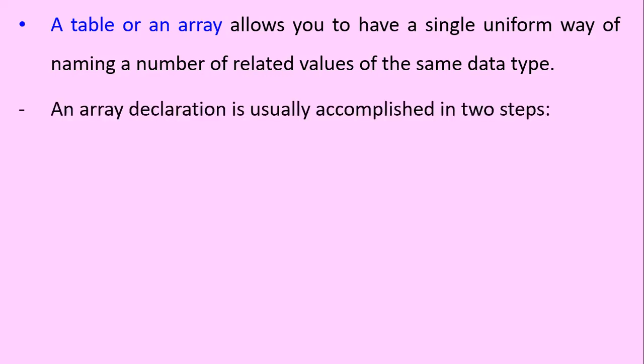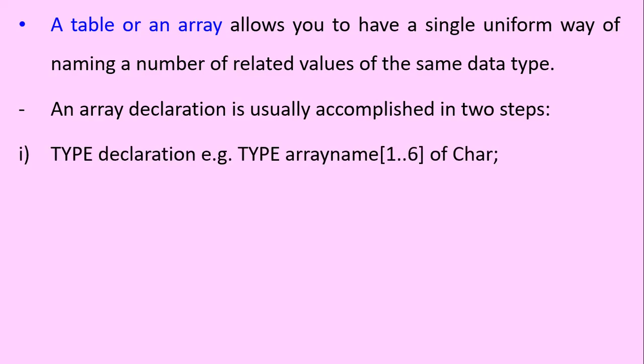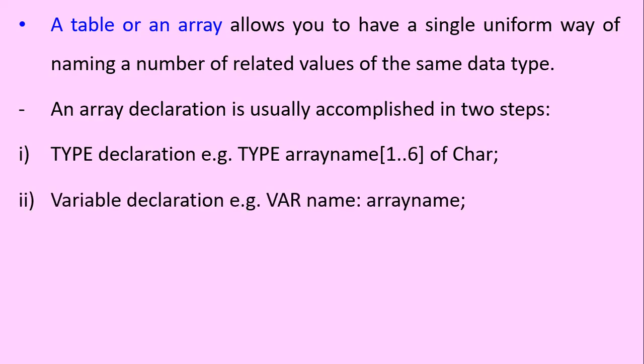An array declaration is usually accomplished in two steps. Number one, we have type declaration, for example, type array name spanning from 1 to 6 of type character. The second step is variable declaration, where we can have, for example, var name followed by a data type, and the data type in this case is the array name.